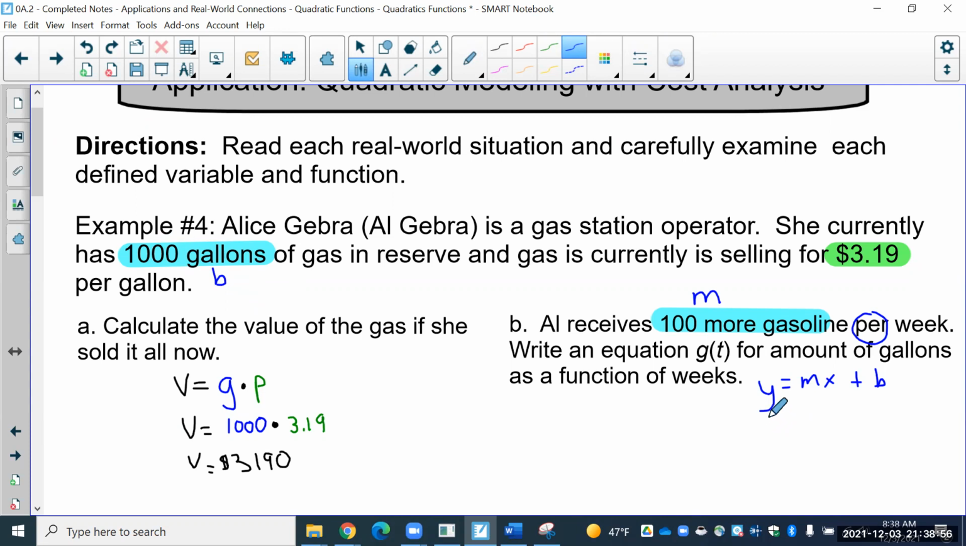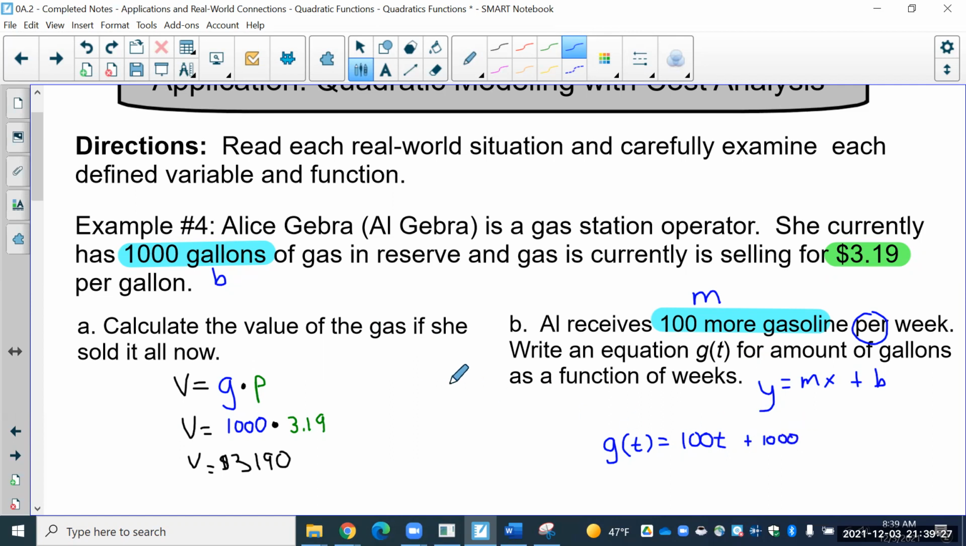So y equals mx plus b, but in this problem, it tells us to use g. So we're going to use g of t, and that is equal to 100 gallons. That is our rate. Why is it the rate? Because it says I'm getting more of these each week, or per week. Each and per are normally indications of a rate of change. The input value is t, not x. Remember, this is our model, but this is our problem for this example. And our initial value is 1,000.